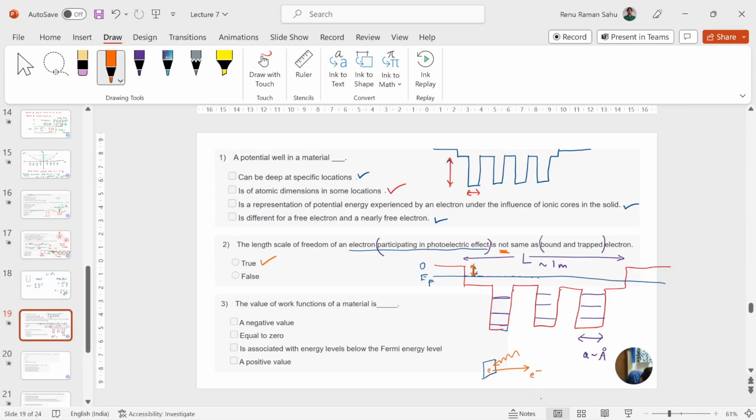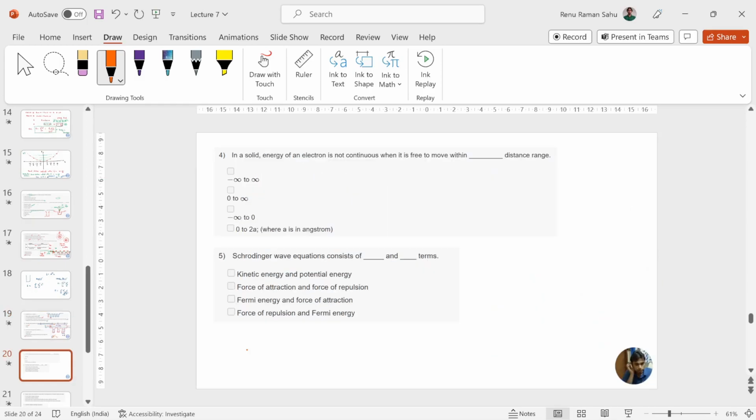Okay, so what about the next question? The value of work function of a material is associated with the energy levels from below the energy level. A positive value. Yes, because you have to supply that energy. Yeah, it is a positive value. Perfect.